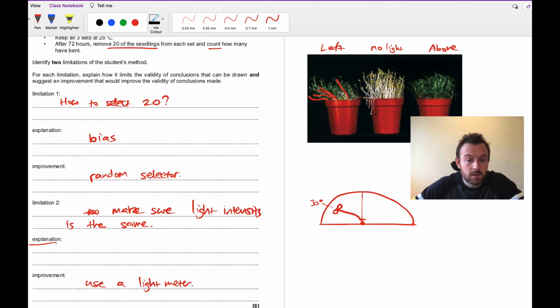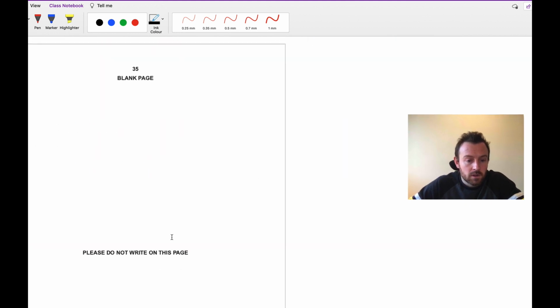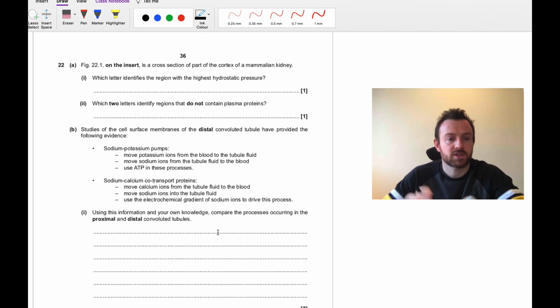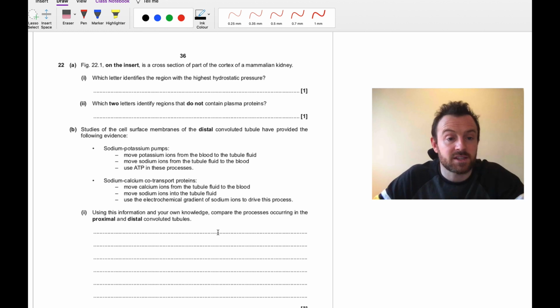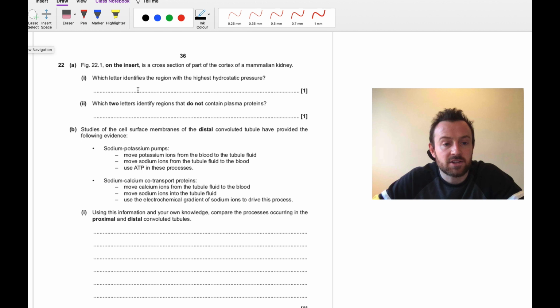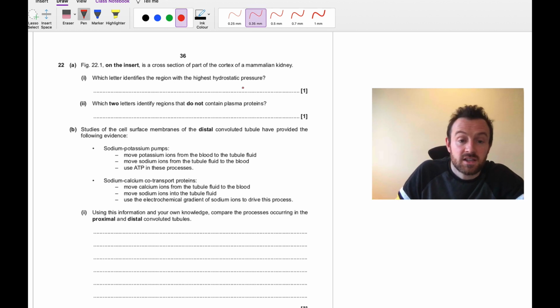Okay, let's move on. I think this is the last question, so here we go. Right, on the insert, which I'm going to show you in a second, which letter identifies the region with the highest hydrostatic pressure, and which 2 letters identify regions that do not contain plasma proteins.